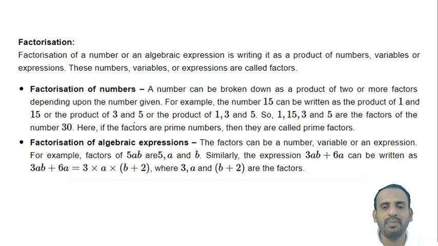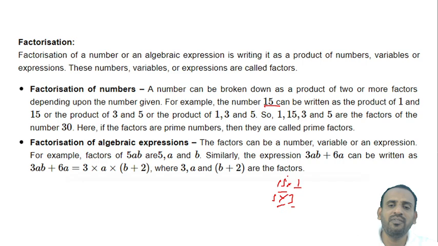You have a plus b whole square. We can write it as a plus b into a plus b. Okay, a number can be broken down as a product of two or more factors. For example, we have the number 15. Number 15 can be written as 15 into 1, 5 into 3. All right. So these 1, 3, 5, 15 are the factors of 15.